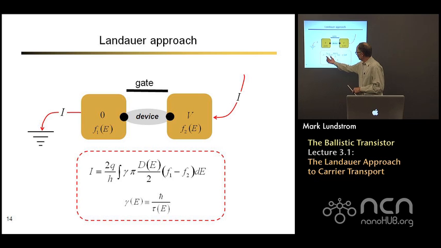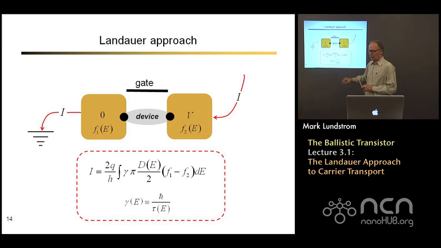Some fundamental constants. I'm integrating over all of the energy channels so that I get the total current. A parameter gamma pi, half the density of states, times F1 minus F2. You know, what's this gamma? It's just a definition.